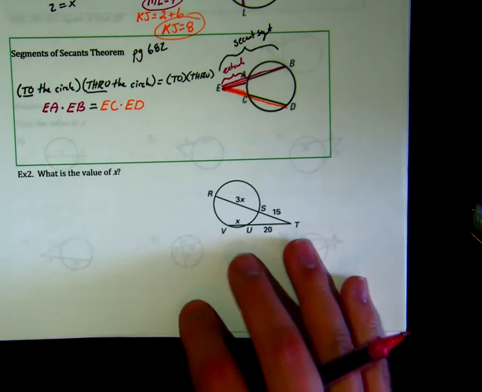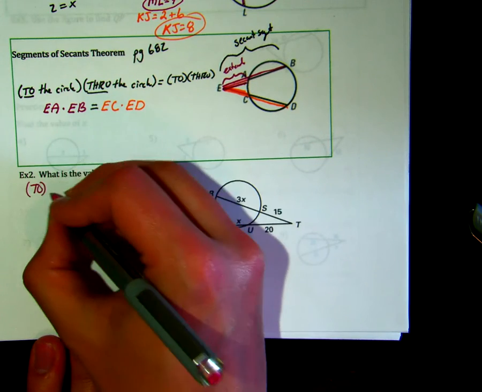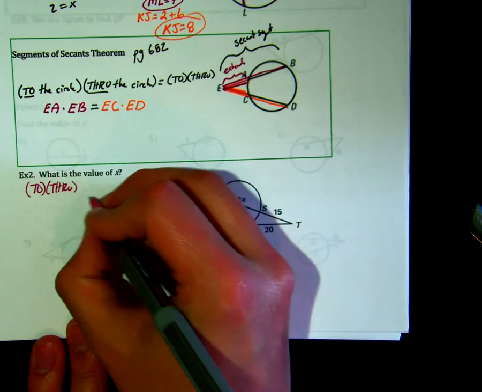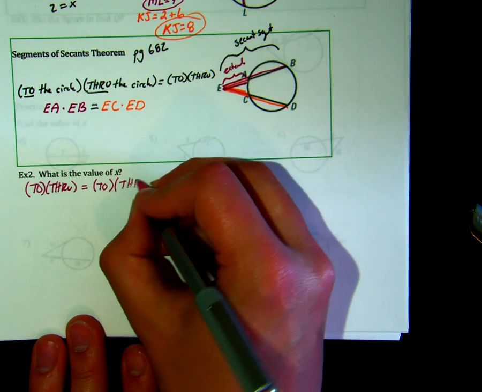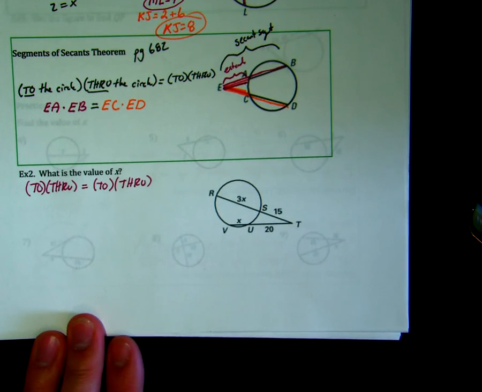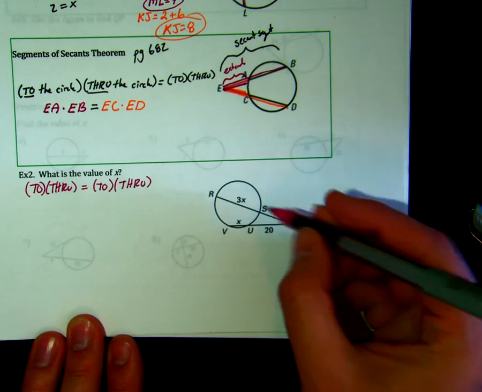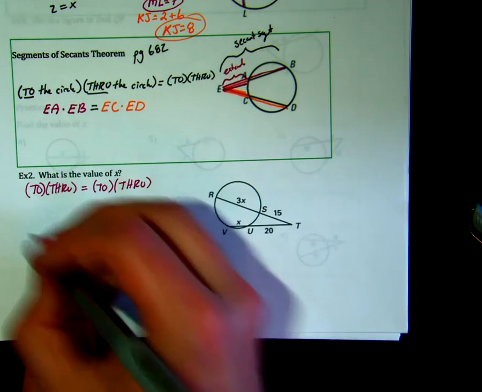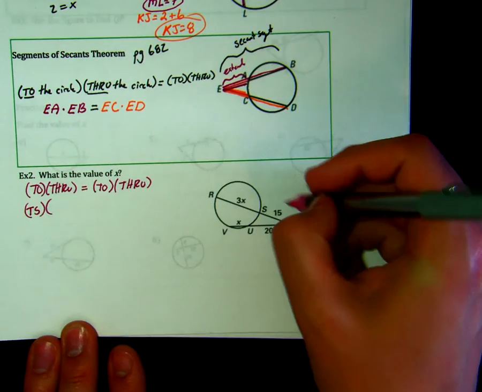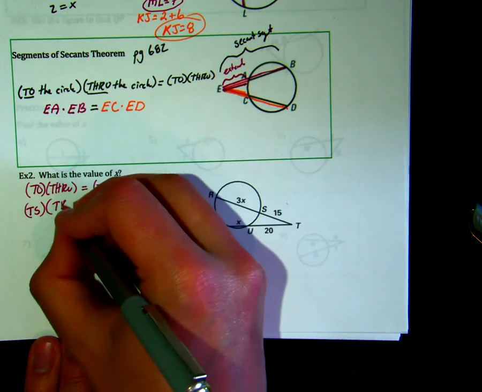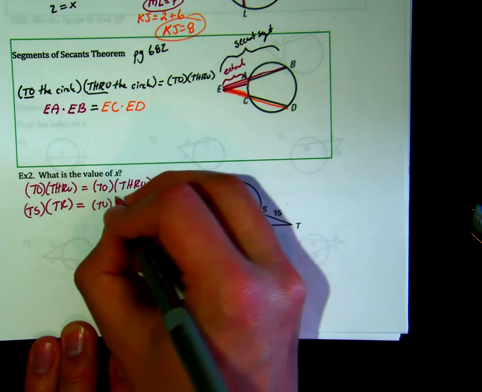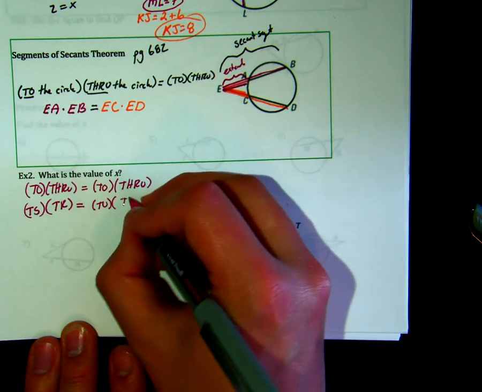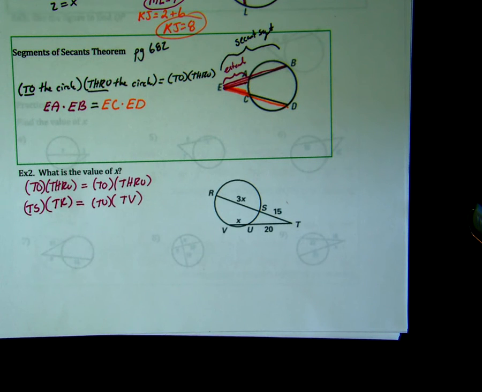Okay, so I'll start all the way from scratch. I'm just going to write: to the circle times through the circle is equal to the product of the lengths to the circle and through the circle. So if I look at the top one here, TR, to the circle is TS. All the way through the circle is TR. To the circle is TU. All the way through the circle is TV. If you write this down, you're already halfway there to not making a mistake.